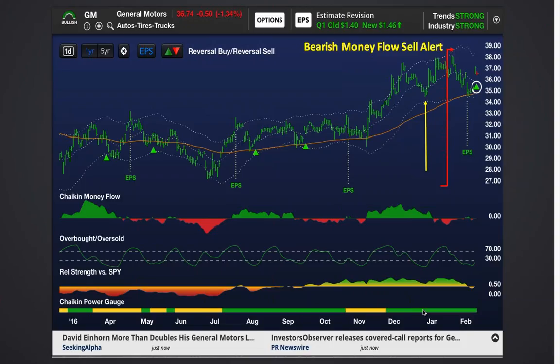The stock rallied from 34.5 all the way up to 38. So don't be spooked by Donald Trump's tweets. View them as an opportunity, sort of the Warren Buffett approach.